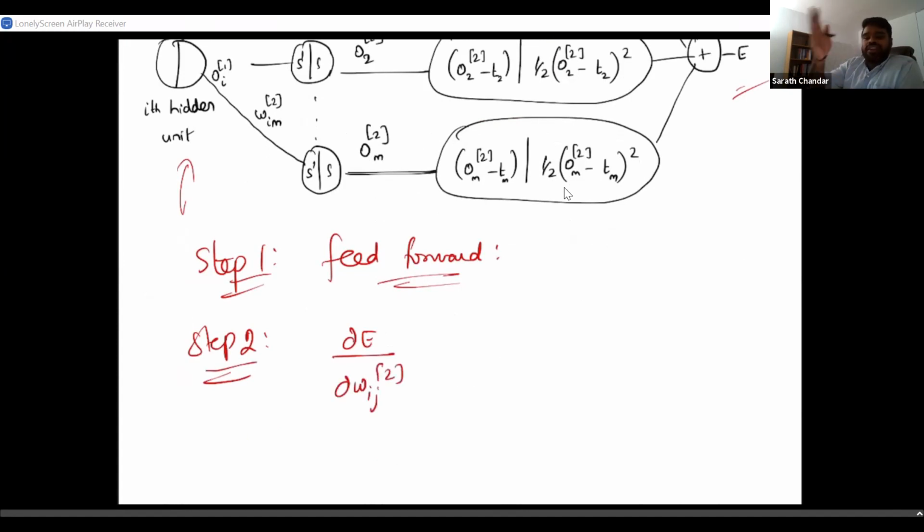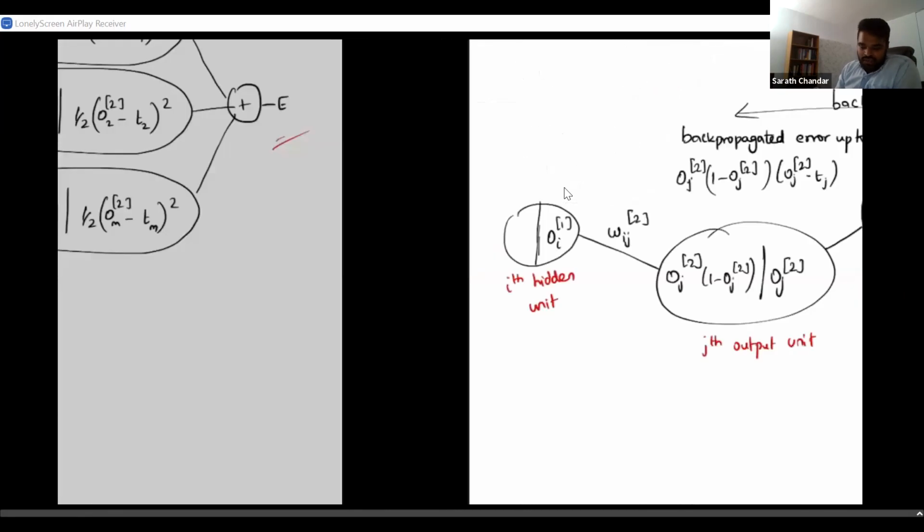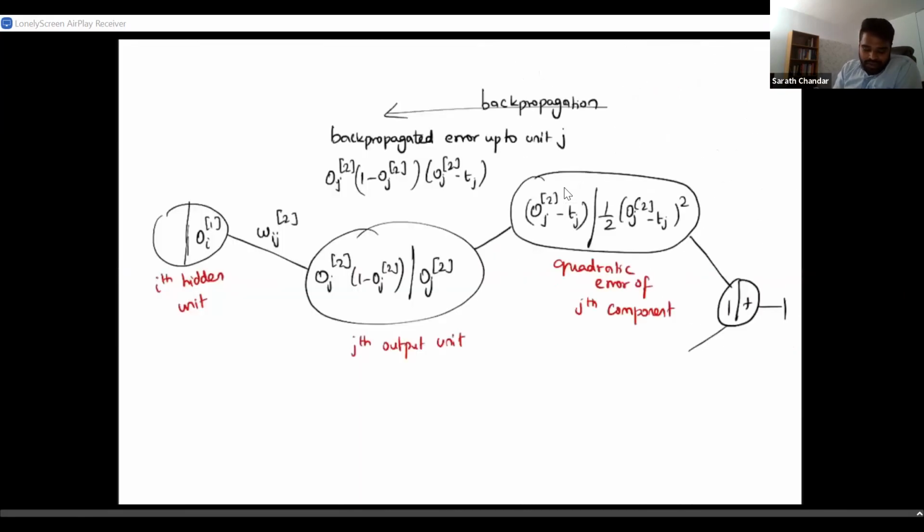So we have two layers of weights. First we need to compute the gradient with respect to the topmost, or the rightmost, layer of the network, which is W2. Once you have this, then you will compute dou E by dou Wij of 1. Now how do we compute dou E by dou Wij of 2? To do that, we are going to consider this subpart, where I have the ith hidden unit, and Wij is connecting this ith hidden unit to the jth output unit. Then for this jth output unit you have the error function, then you finally sum it.